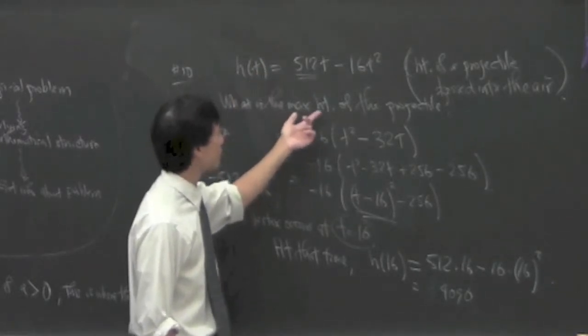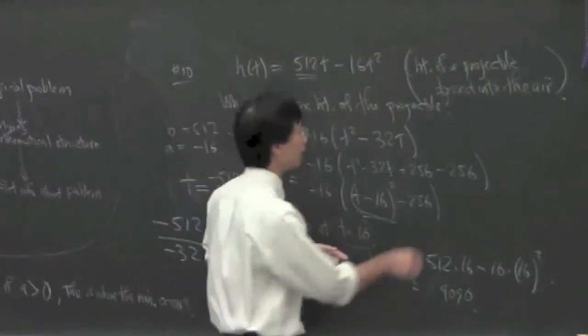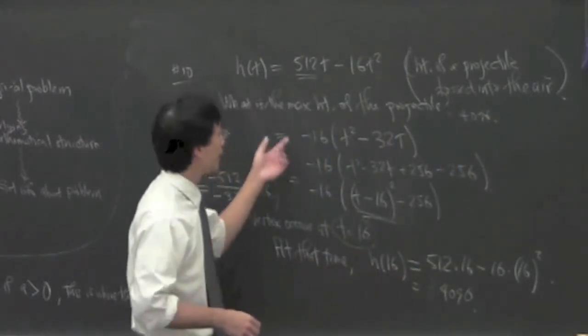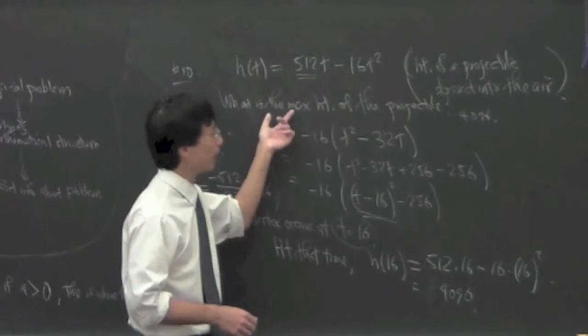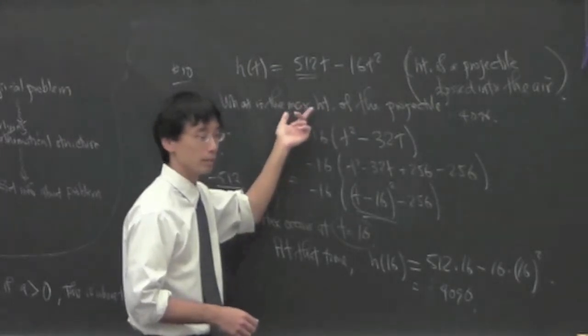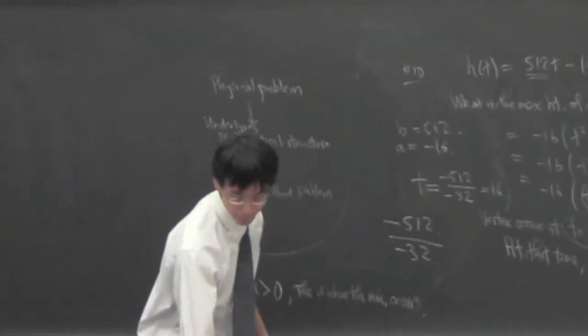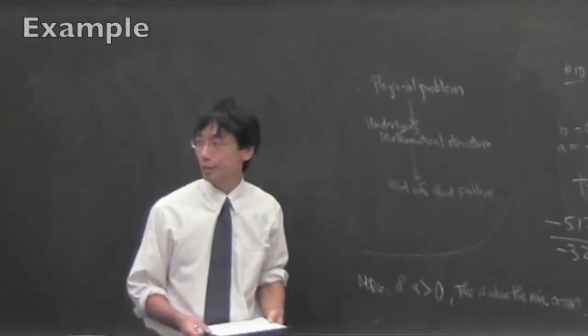So in this case, if I'm asking what's the maximum height, that would be the y value. Okay. But if I asked for the time and the height, then that would be 16 and 4,096. Okay. Right. Thank you. Other questions?